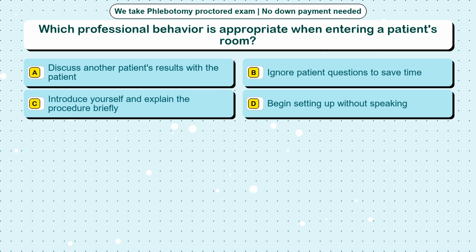Question 80. Which professional behavior is appropriate when entering a patient's room? Option A, discuss another patient's results with the patient. Option B, ignore patient questions to save time. Option C, introduce yourself and explain the procedure briefly. Option D, begin setting up without speaking.